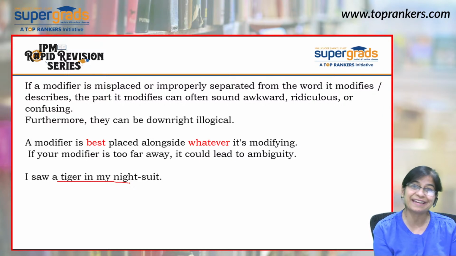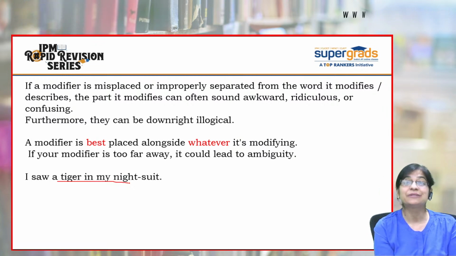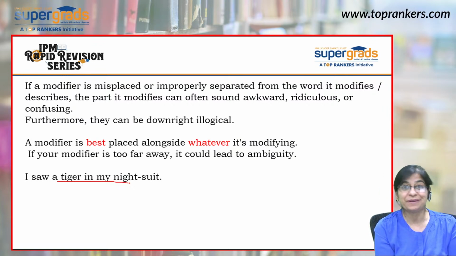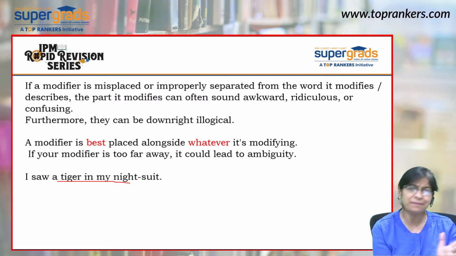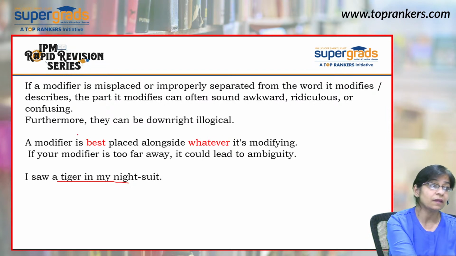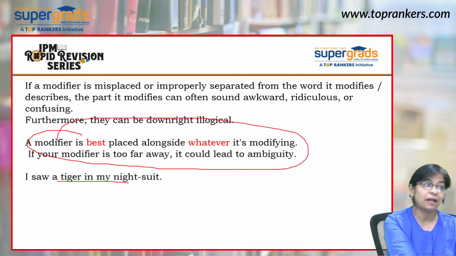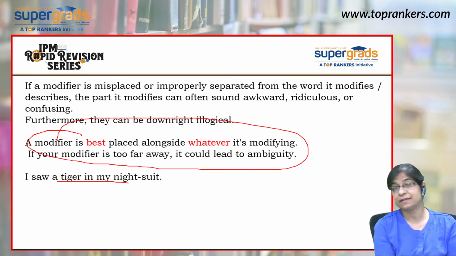Is the message getting conveyed in this one? Are you in the night suit or is that the tiger that is in the night suit? So that means if we do not place the modifier appropriately in the sentence, we may not be able to convey the message and there might be some ambiguity that may be caused. So the modifier is best placed alongside whatever it is modifying.